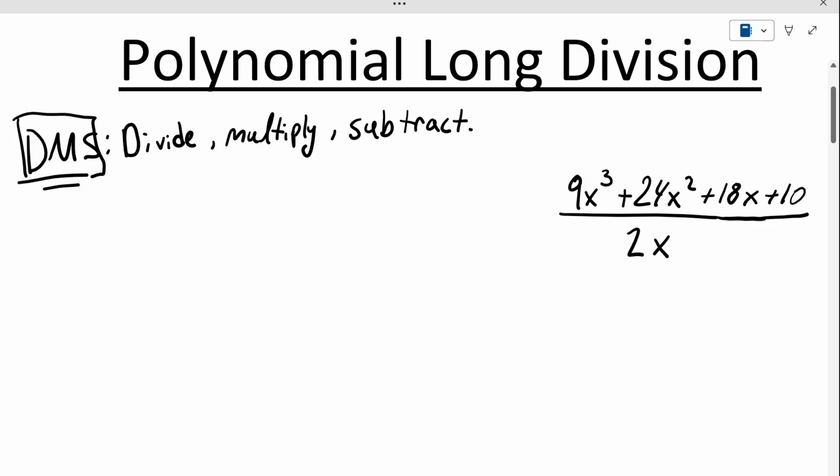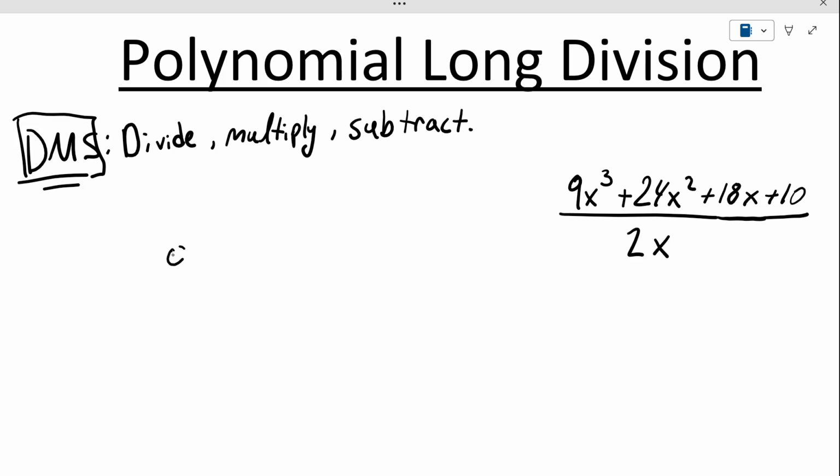Hello everybody. Today I'm going to teach you how to perform polynomial long division. What polynomial long division does is it takes one polynomial that's being divided by another and it returns a single polynomial with a remainder. This is very useful in math, so let's get started and see how we do it.